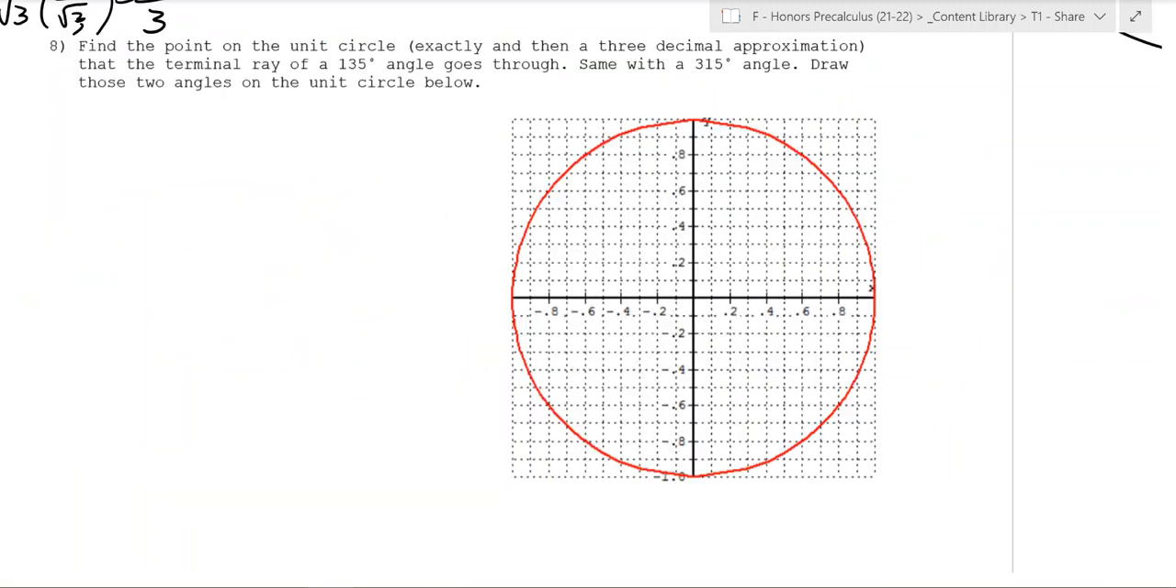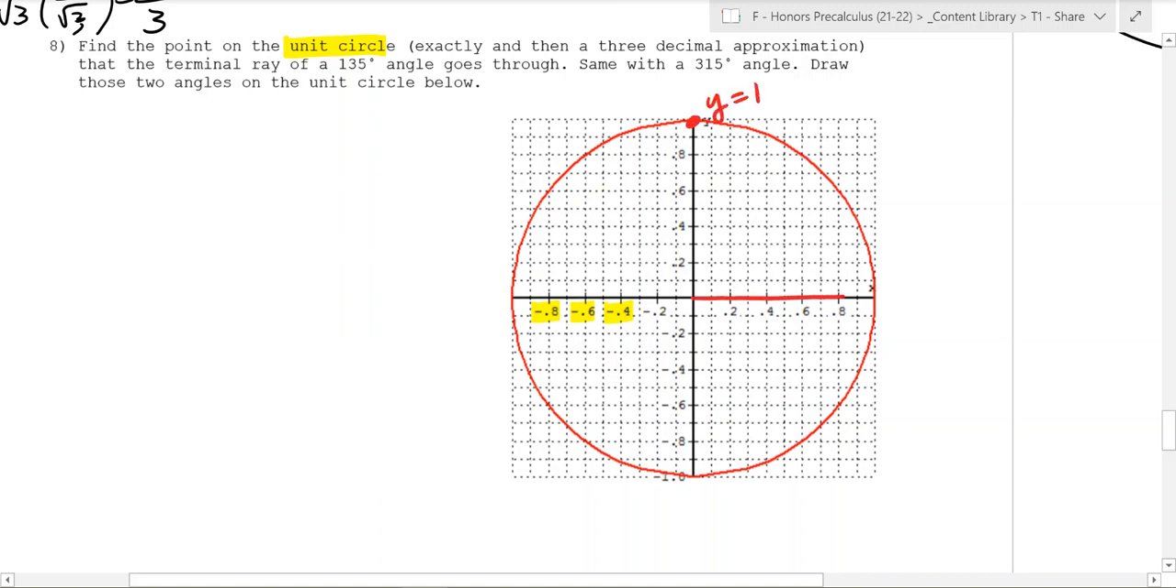So in this question, it says find the point on the unit circle, so that's important, unit circle, exactly, and then 3 decimal approximation that the terminal ray of 135 degrees angle goes through. So if this was a unit circle, the scale is not going to be accurate. These are 0.8, negative 0.6, negative 0.4. So again, this is 1 right here. So this is y equals 1.